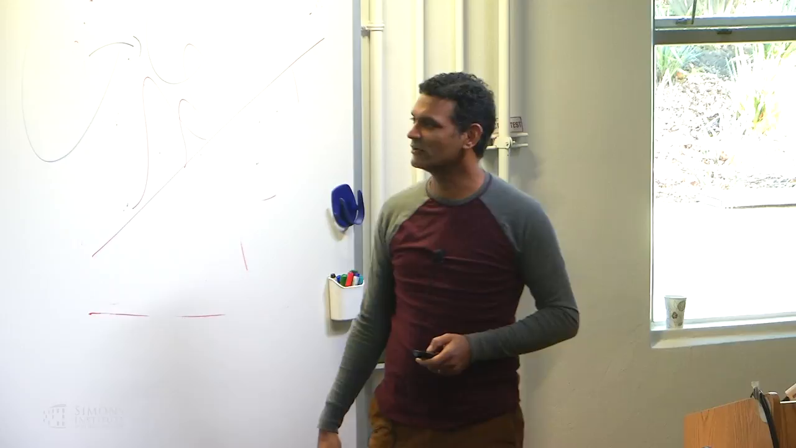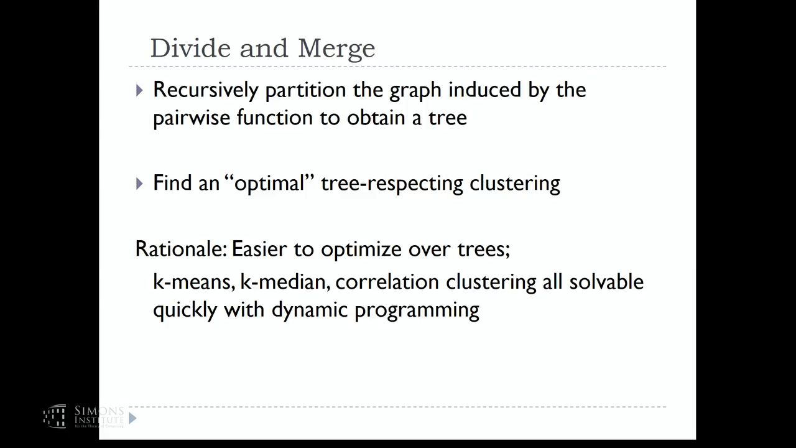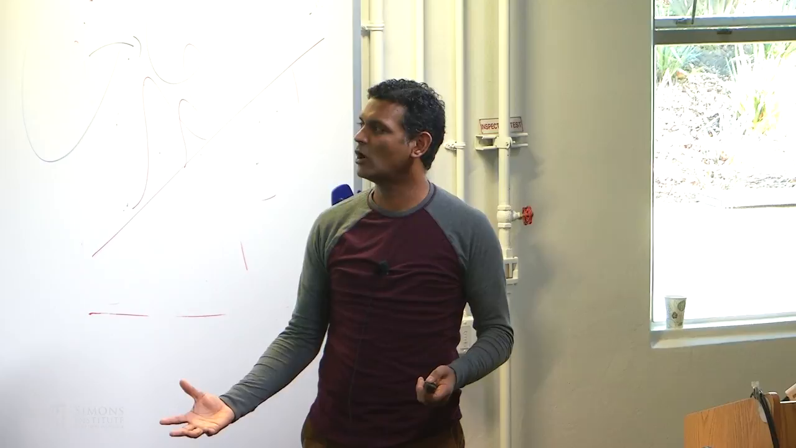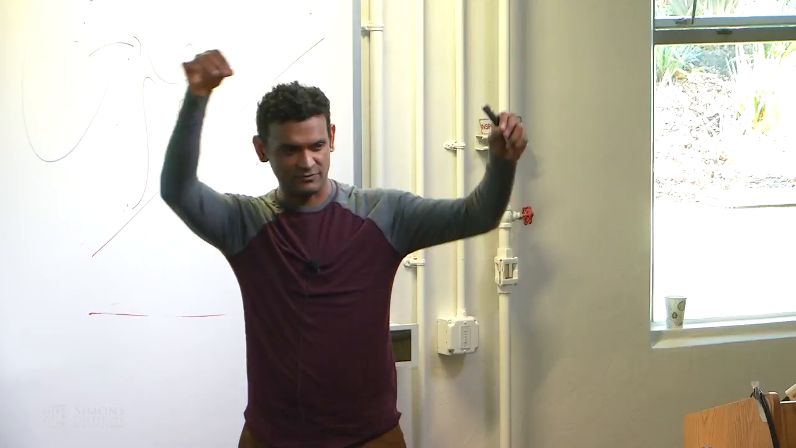I mentioned this already. So here's one general approach. You have this graph, which is encoding pairwise similarities, let's say. The weight on the edge tells you how similar A and B are. And so let's partition this graph. Partition, partition, partition. You've got this tree built up where the root is the entire graph and the leaves are the individual nodes. And then given this recursive partition, let's find an optimal tree-respecting clustering, one where your clusters have to be subtrees of this.